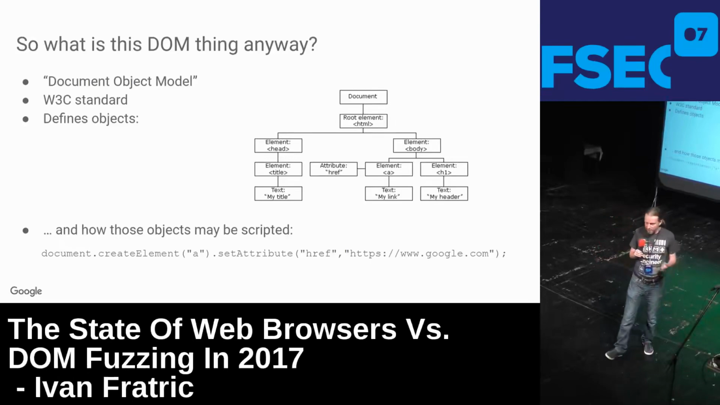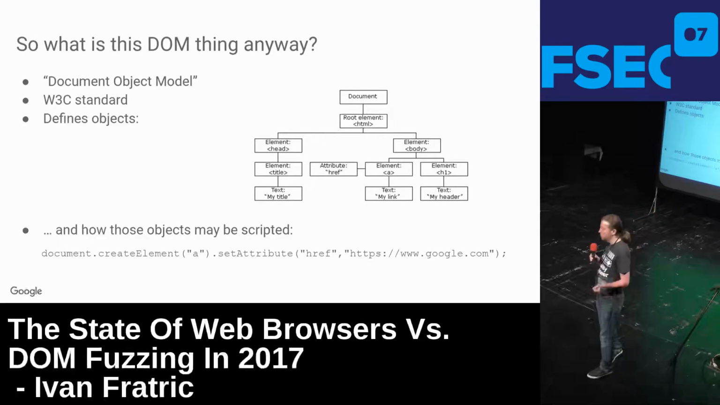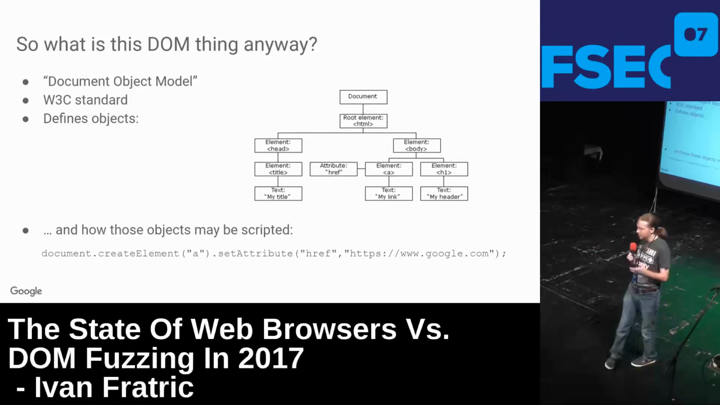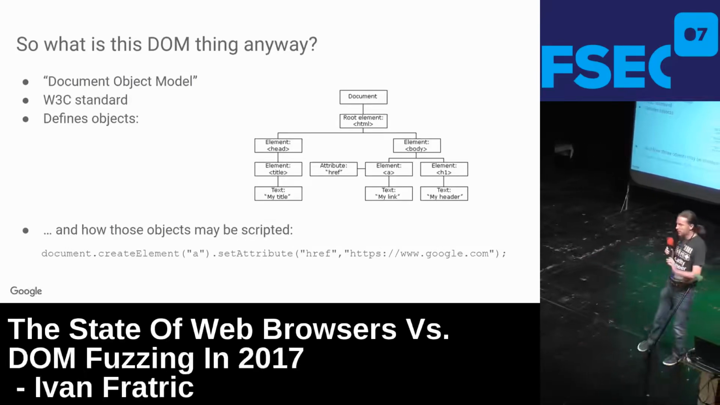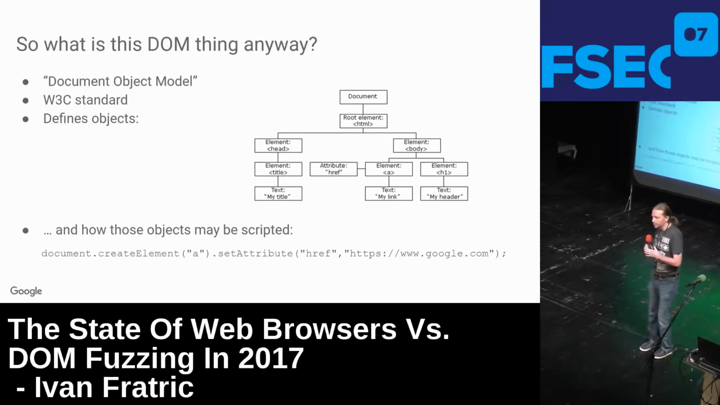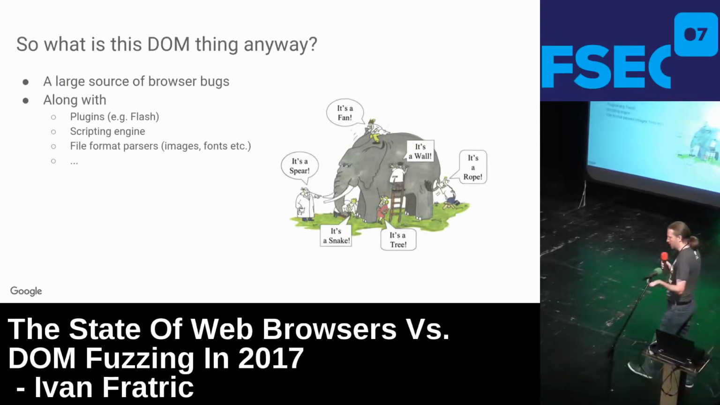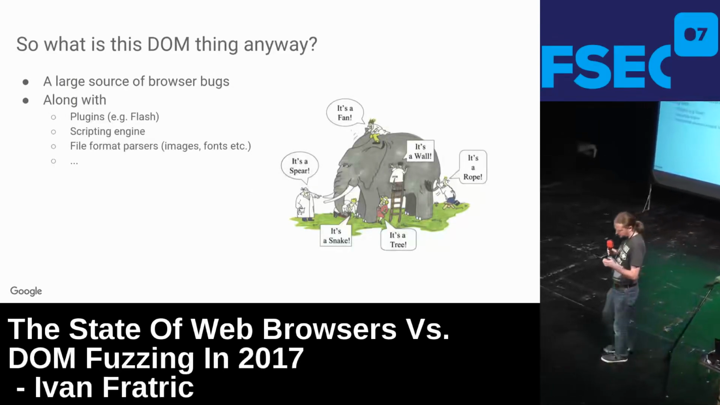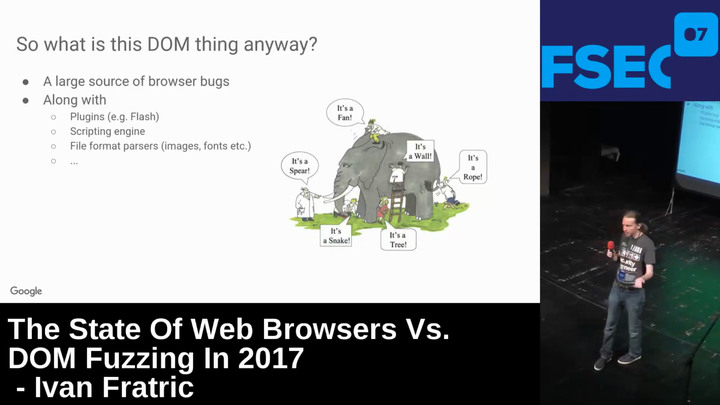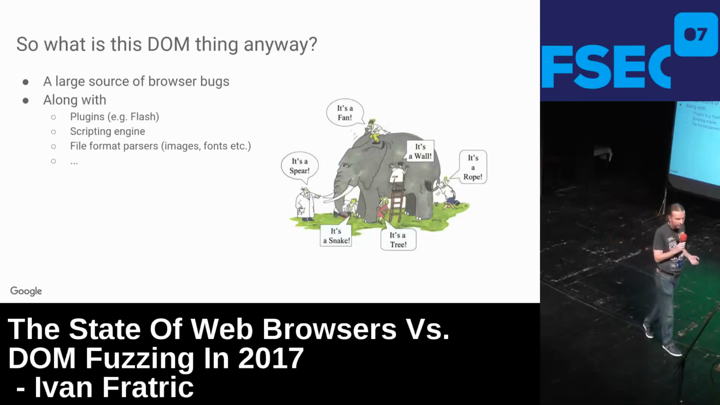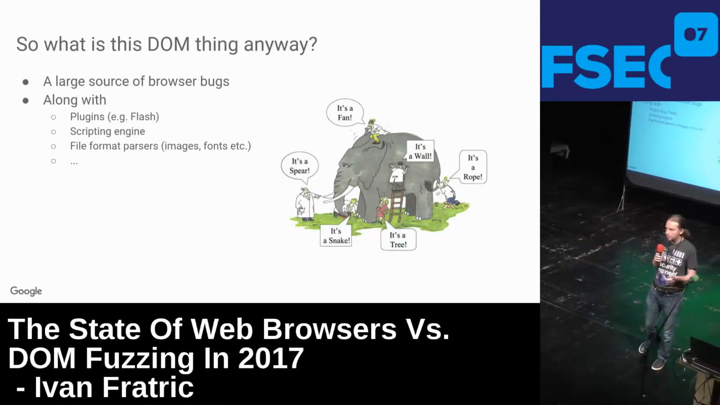And besides just defining the objects themselves, the DOM also defines how these objects may be scripted. So at the bottom of the slide here, you have a simple example where we are essentially generating a new element and then assigning a property to it. Right, so each browser basically needs to have a component that implements all of these DOM objects together with their properties and methods. And this component of the browser is called a DOM engine.